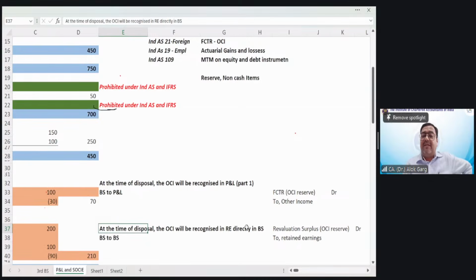At the time of disposal, the OCI will be recognized in retained earnings directly in the balance sheet. Right? So it is a balance sheet to balance sheet entry.